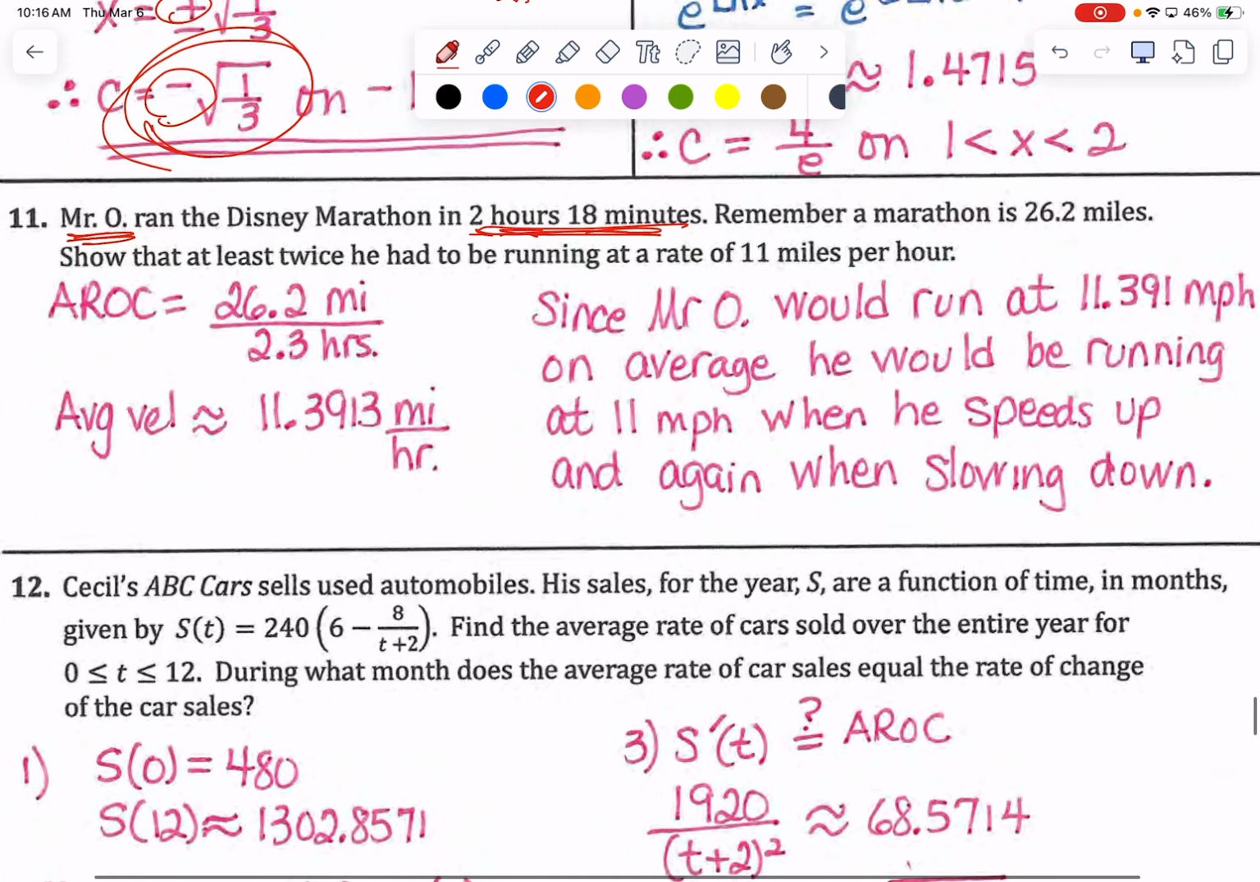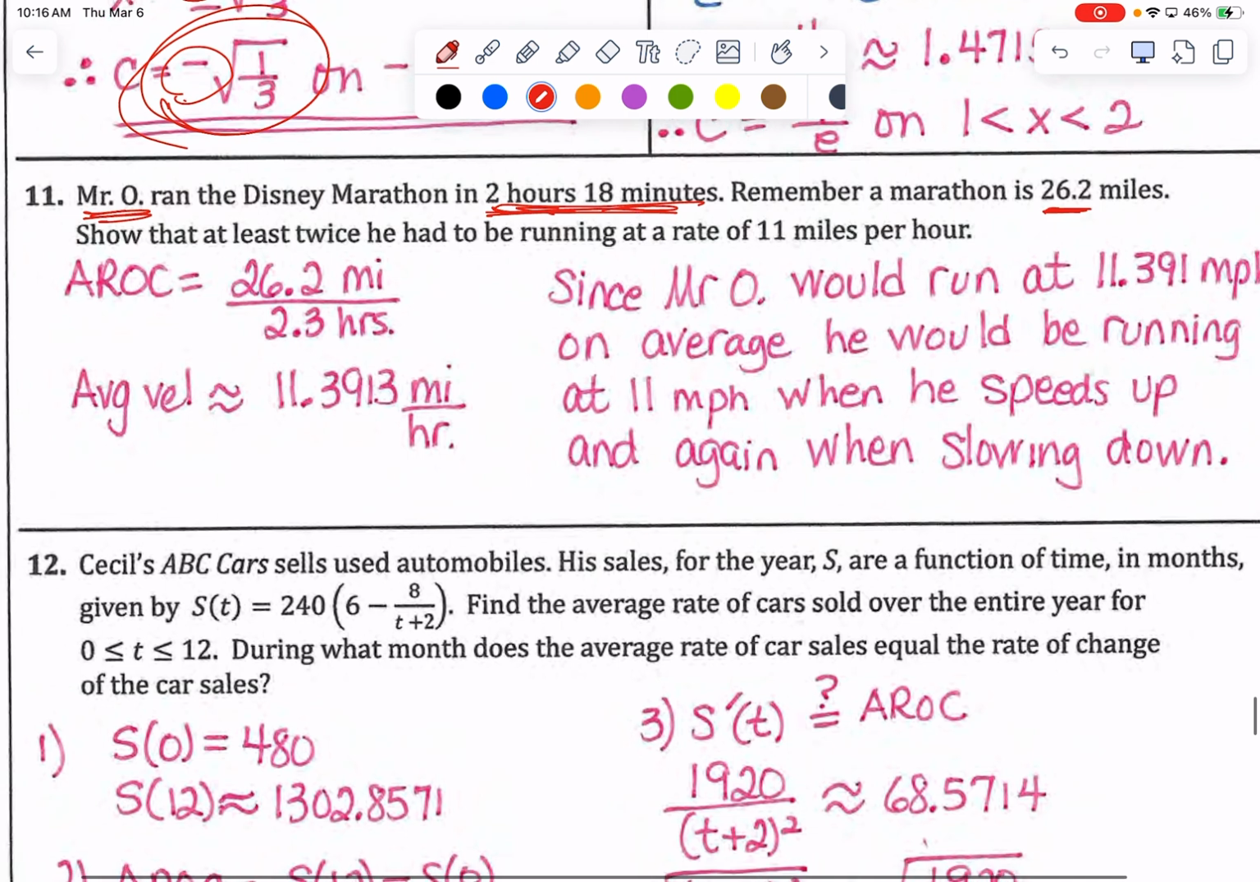Mr. O ran the Disney Marathon in 2 hours and 18 minutes. Remember, a marathon is 26.2 miles. The marathon world record now is 2 hours and 1 minute. Show that at least twice he had to be running at a rate of 11 miles per hour. This is the kind of problem they do on the AP exam, and you have to know what theorem to use.